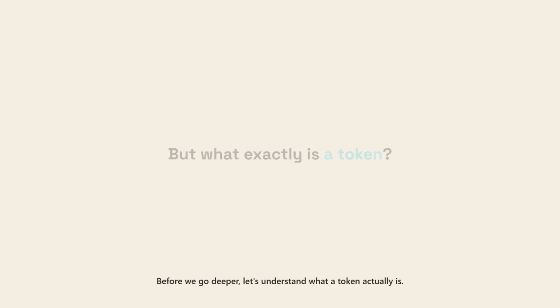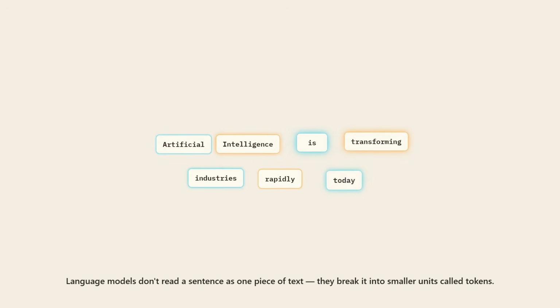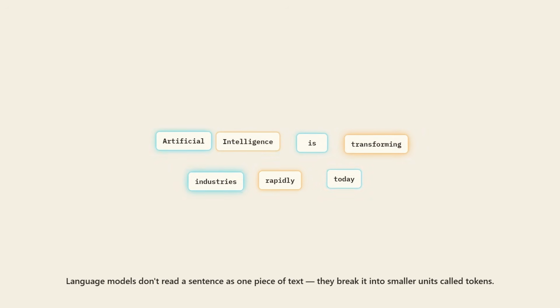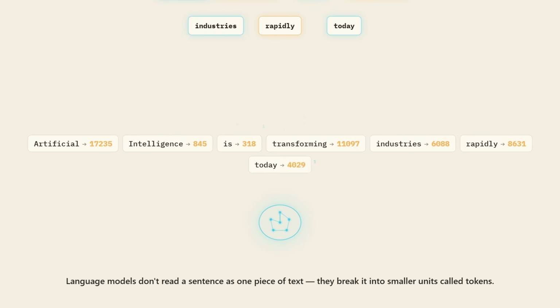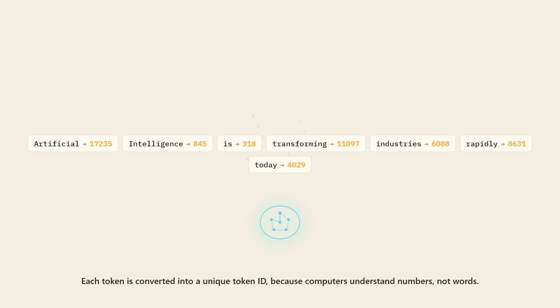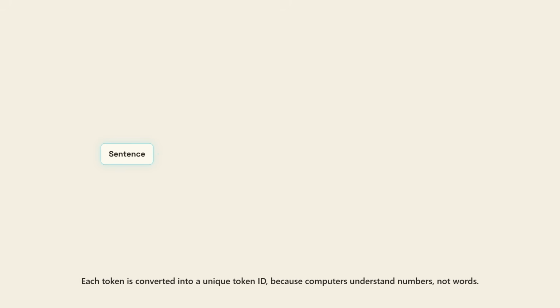But before we understand prompt compression in detail, let's first understand what a token is. Language models don't read a sentence as one piece of text. They first break it into smaller units called tokens. Each token is first assigned a unique token ID. The language model then uses that ID to look up an embedding, a vector of numbers that captures the token's meaning. These embeddings are what the model actually processes.